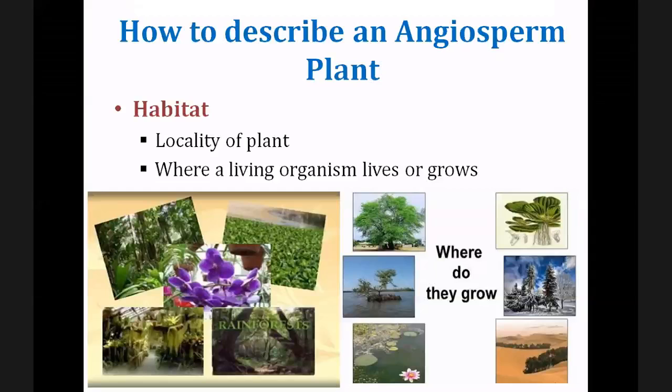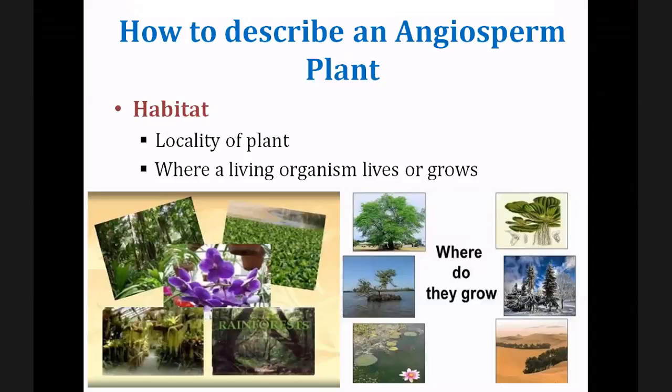The first aspect we are going to use to describe an angiosperm plant is the habitat. The habitat means the locality of the plant, where the organism is living. Where a living organism lives or grows, that is known as habitat. These habitats have the space for growth as well as the water for growth. They have adequate water and space.